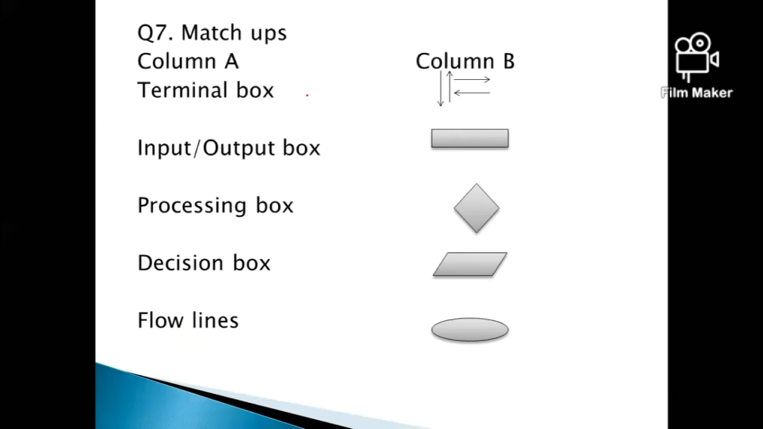The shape of terminal box is this. So we have to match it with terminal box. Input and output box: as I told you, the shape of input output box is parallelogram. Processing box is rectangular. Decision box is in the shape of diamond. And the last one is flow lines, and there are 4 flow lines: up, down, left and right. These are the boxes which we use in a flowchart.